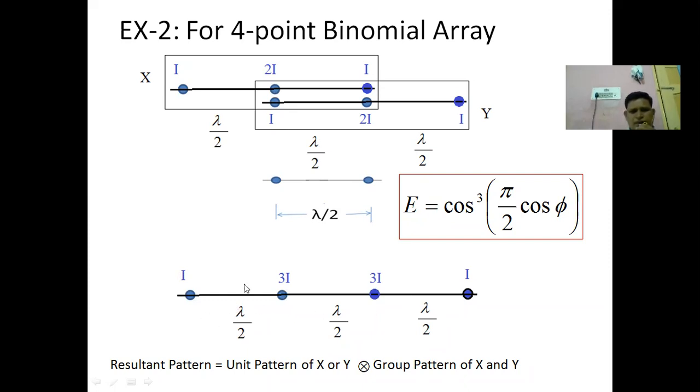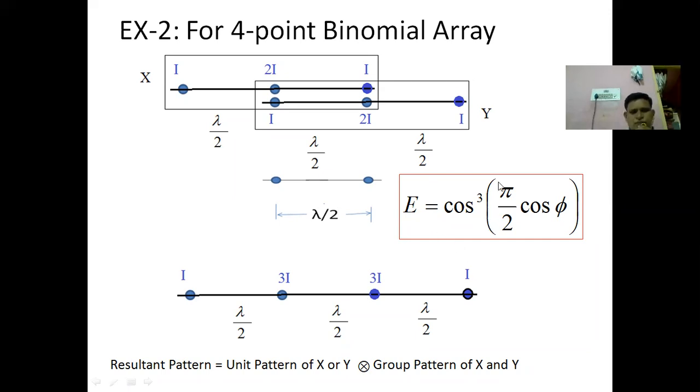Okay, here the magnitude is distributed like this. This is I, 3 times of I, 3 times of I, and I. For this, if we calculate the resultant electric field intensity, we are getting this type of formula. Please try to solve this also. If you are not able to find it out, please let me know. I will help you. This is the resultant electric field in this type of binomial array.